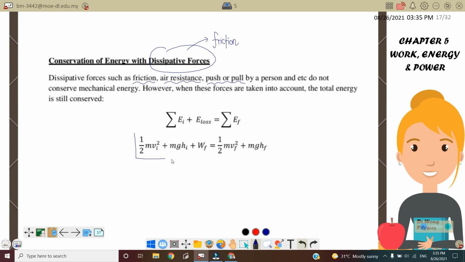Initially, the mechanical energy is kinetic energy plus potential energy. But when we need to overcome the frictional force, a dissipative force, we need to add in the work done to overcome it. The work done equation is F s cos theta, where F is the frictional force times the displacement. Frictional force always opposes the motion, so if s is in one direction, the frictional force is in the opposite direction, so the angle will always equal 180 degrees. The rest equals the final.